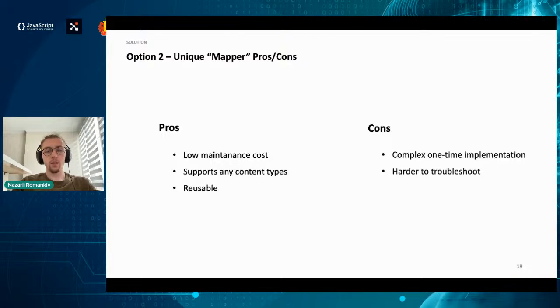First of all, it's low maintenance cost because now each time you create a new content type, you almost don't need to do anything, right? Because it can map anything by default, and it also supports any content types, right? And the bigger benefit of this is that this option is reusable because it can work with any other content types and not necessarily the ones that you have in your system.